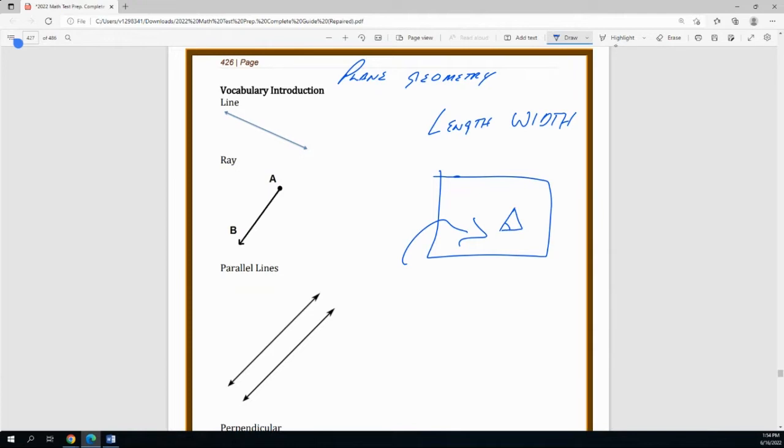One of those things is there's a lot of vocabulary. Let's just go through it. A line. A line means that you go in one direction forever, and then you go in the other direction forever. That's what a line means. Now, a line doesn't have an endpoint or a start point.